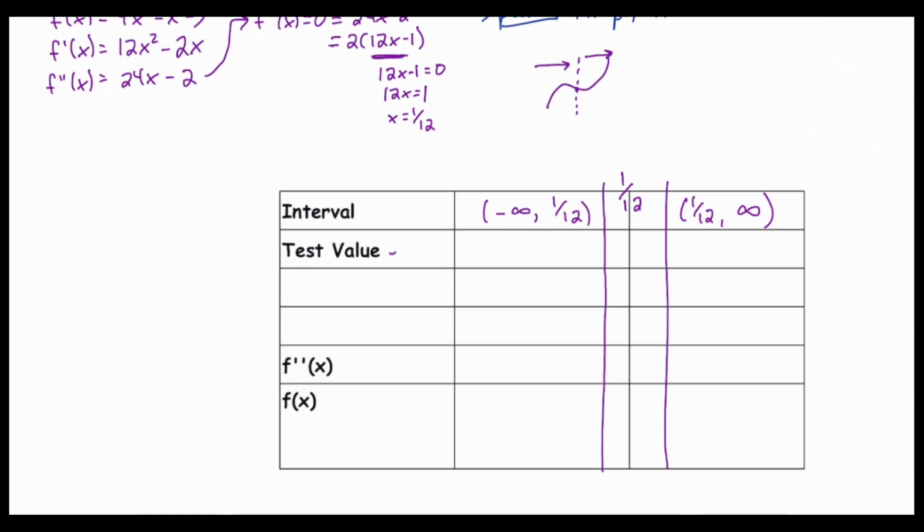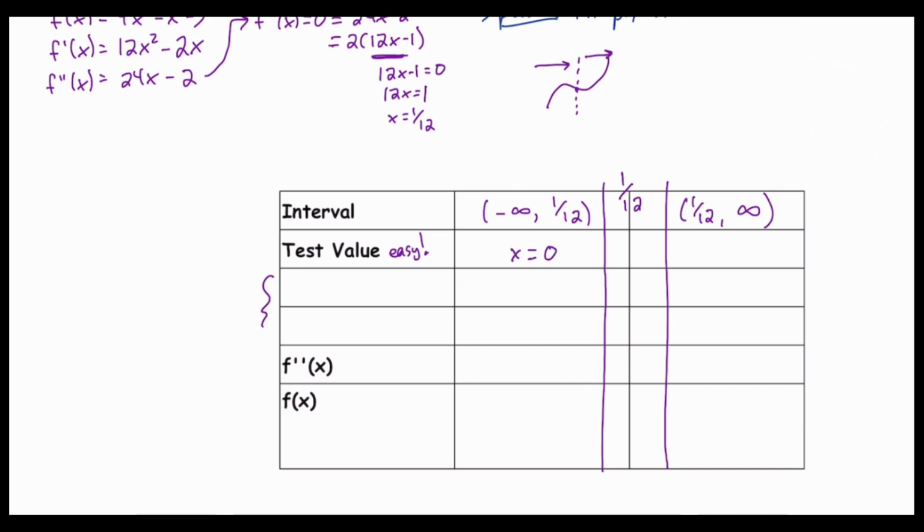All right, once again, test value, easy. It's almost like a guess and check problem at this point. We're just going to choose some number that is easy to work with, that lies in the interval, and test and see what's happening there. So let's choose a value between negative infinity and 1 over 12, and let's choose 0.